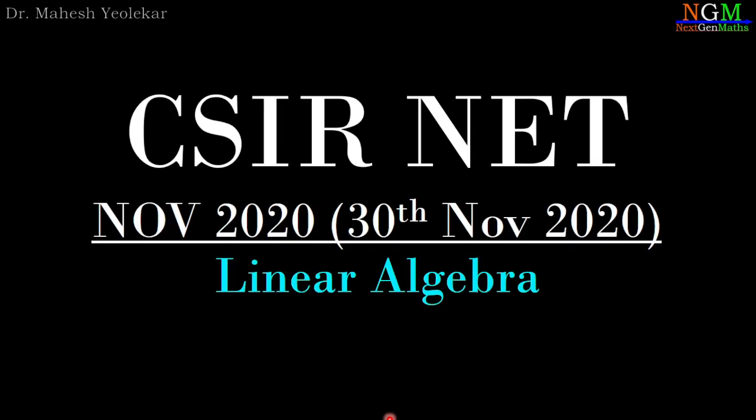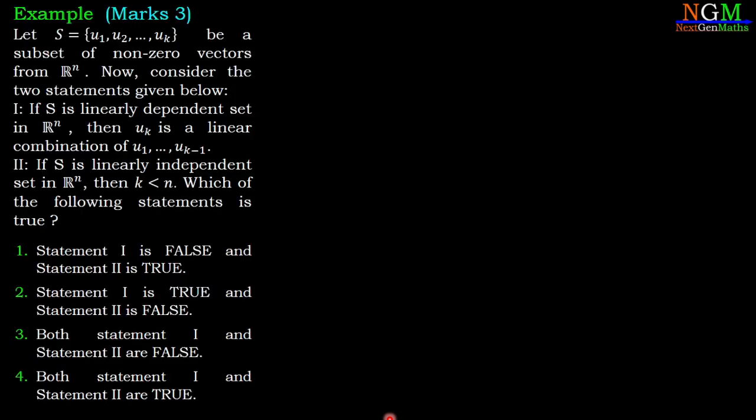In this video, we are going to discuss the problem of CSIR NET November 2020 of linear algebra. Example: let S equal to {u1, u2, ..., uk} be a subset of non-zero vectors from Rn. Now, consider two statements given below. First statement: if S is a linearly dependent set in Rn, then uk is a linear combination of u1, u2, ..., uk minus 1. And statement number 2: if S is a linearly independent set in Rn, then k is less than n. Which of the following statements is true?